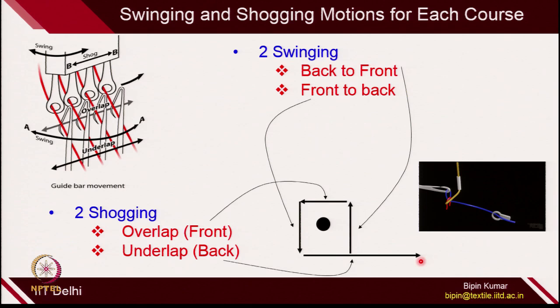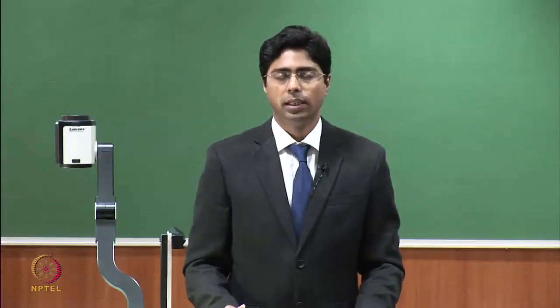This is what we learned in the previous classes, and one thing was also clear: between every overlap and underlap there was one swinging motion. So, one swinging, one sagging, one swinging, one sagging. So, swinging and sagging motions happen alternately. This is very important in a warp knit design.